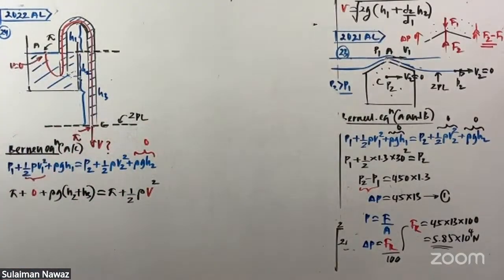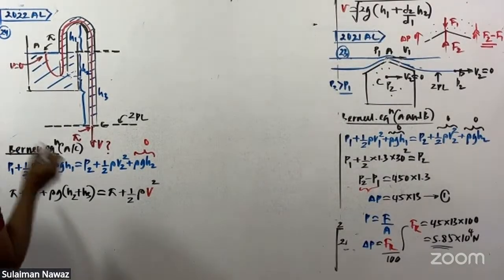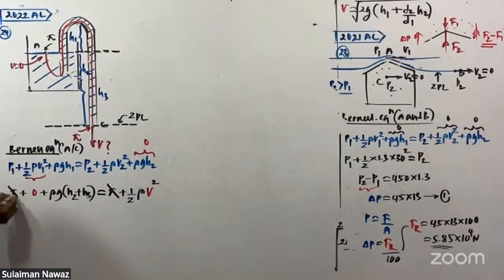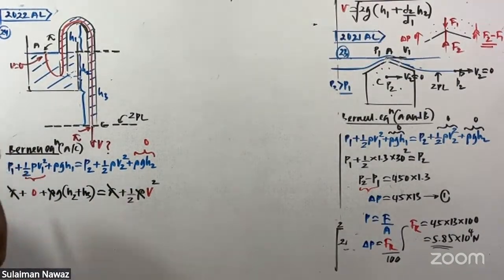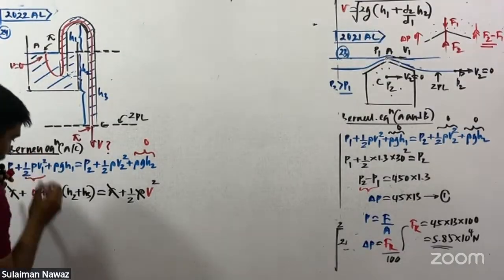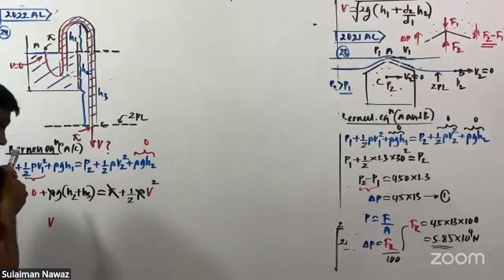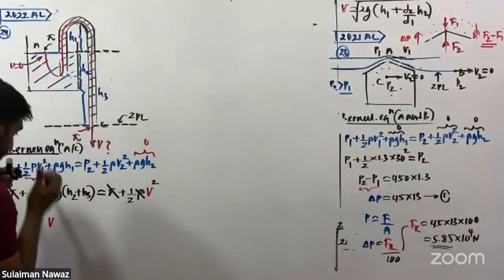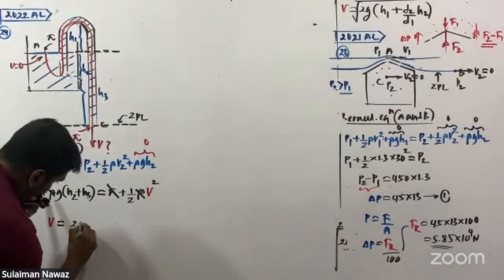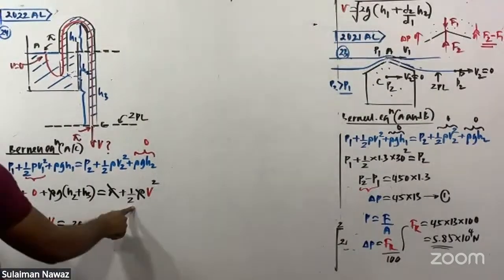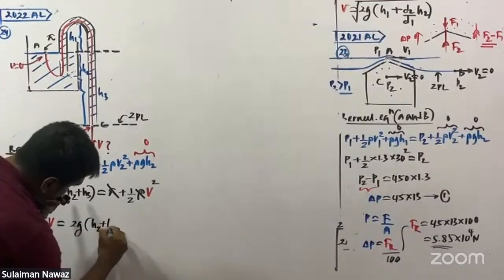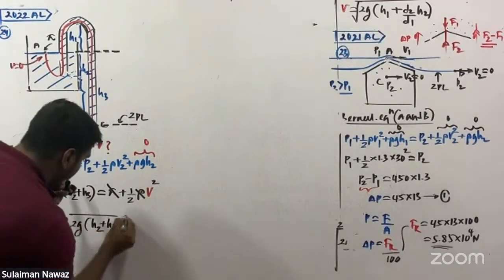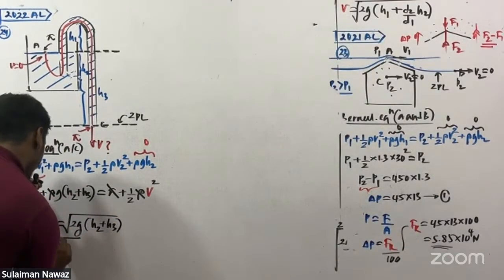That's it. Here P i cancels out. Finally, we are getting our answer. Rho cancels out. So V equals the square root of 2g times (H2 plus H3). Nice.